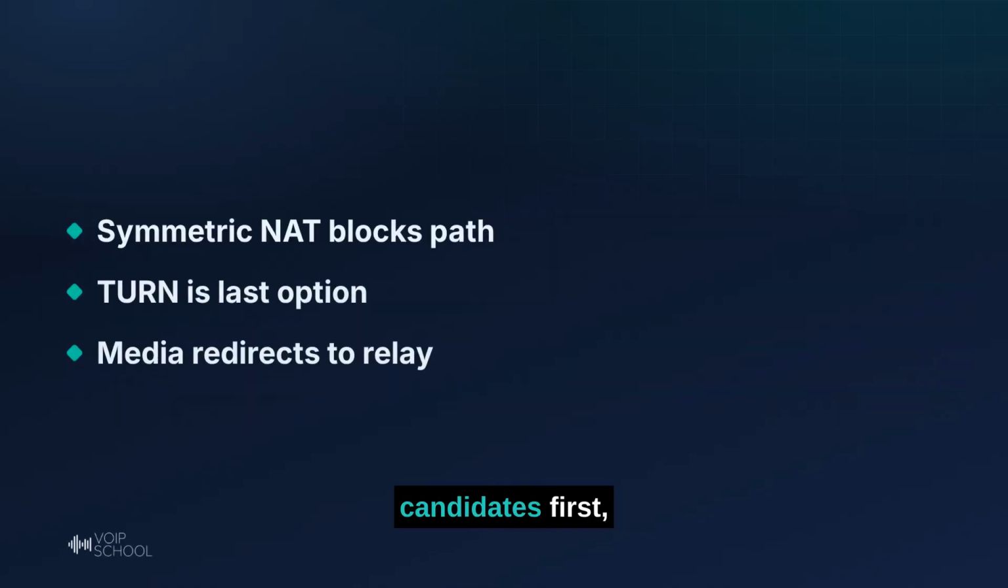ICE tries direct candidates first, then server reflexive candidates. When Symmetric NAT blocks both ends, no direct path exists. The TURN server is the only address both peers can reach. All media flows through it.